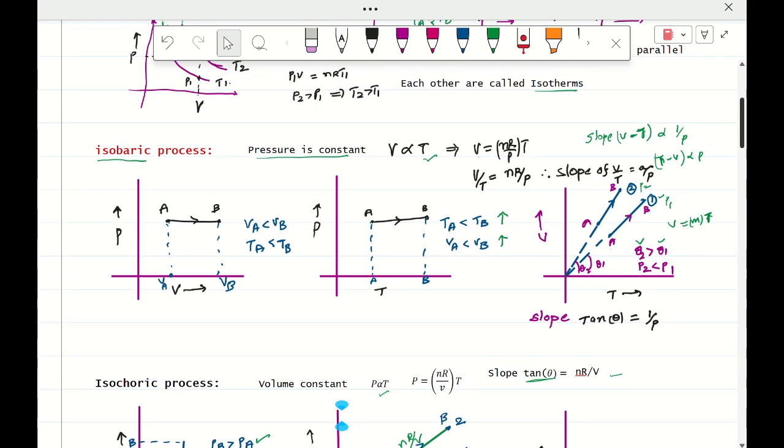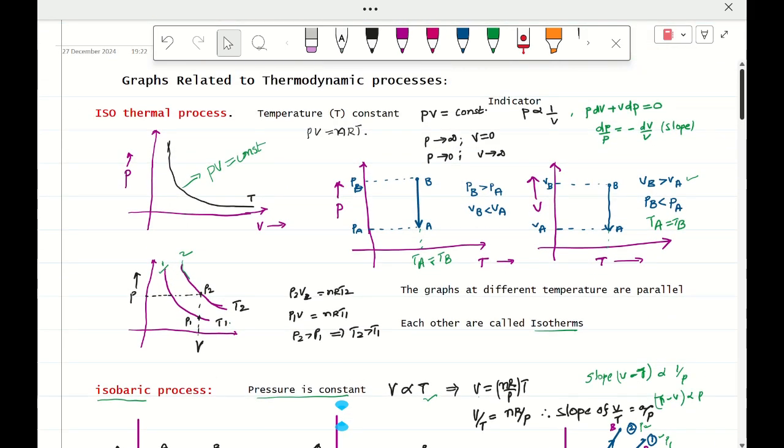Isobaric process, Charles's law, where V is proportional to T at constant pressure. That means temperature increases, volume increases. Temperature decreases, volume decreases at constant pressure. Isothermal process means constant temperature. At constant temperature, pressure and volume are inversely proportional. Temperature is not changing. Pressure increases, volume decreases, inversely. Right.